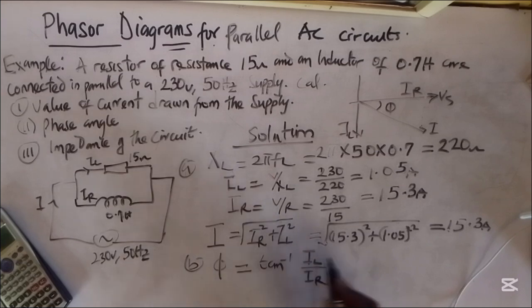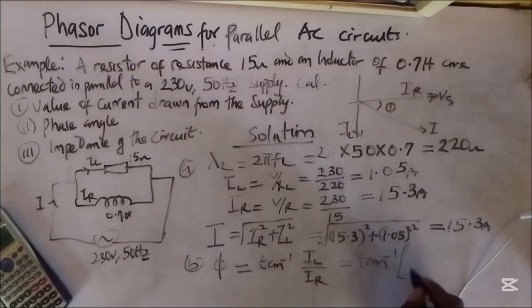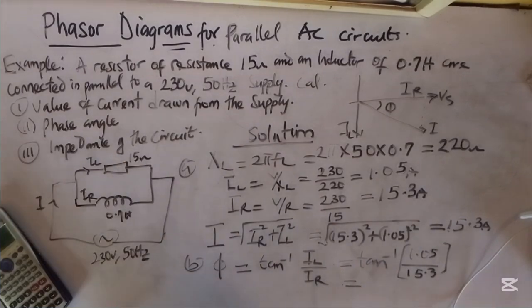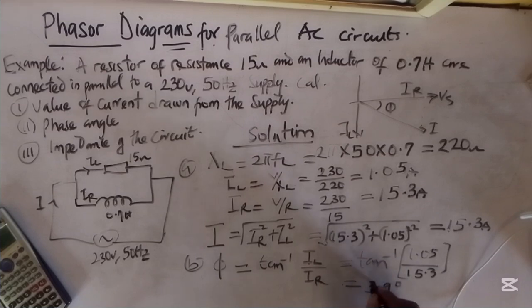So straightforward, we can actually put in the values that will give us tan inverse of what? Our IL is 1.05 divided by 15.3, and this should give us 3.93. Okay, so that is the value for this.